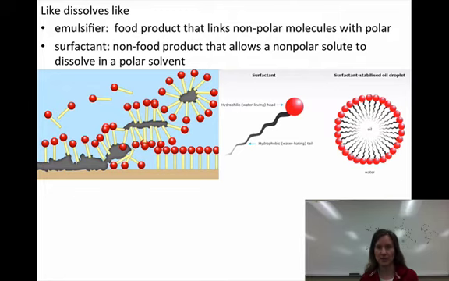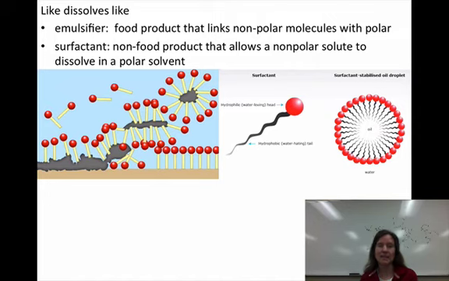So you'll see in this picture, that picture of a surfactant with the red head and the little gray tail. Surfactants have a hydrophilic head, so that means water-loving. It's polar. It can dissolve into water. And they have a hydrophobic tail, which is water-hating. It's nonpolar. It won't dissolve in water.